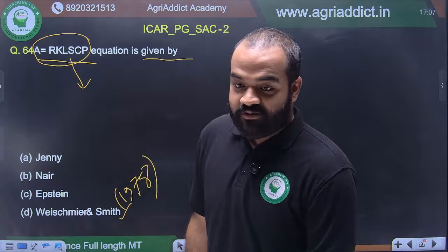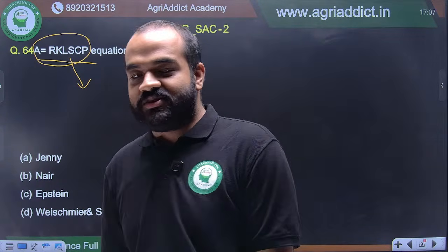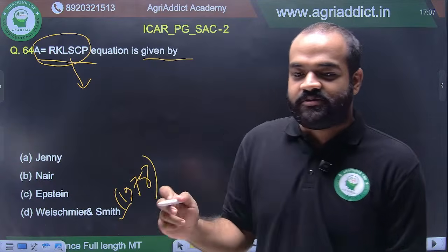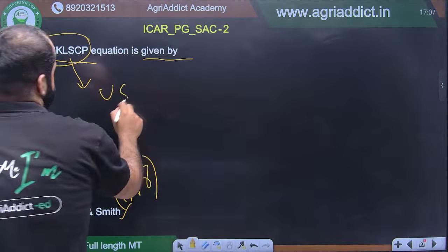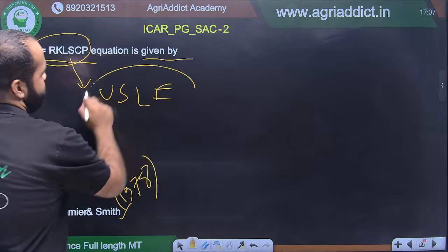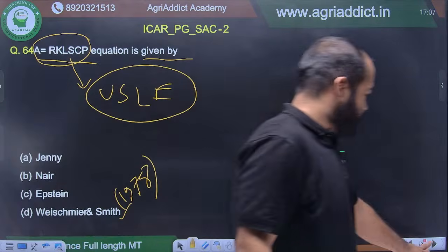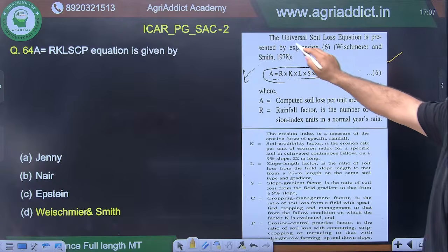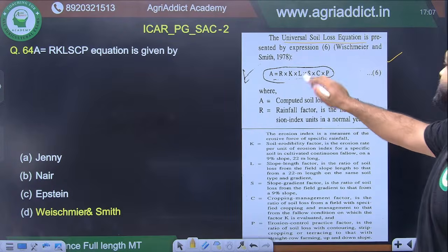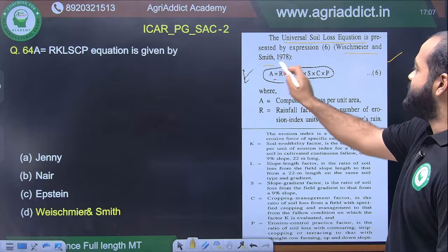What is the name of the equation? Soil erosion is not the name of the equation. There is a name of the equation. It is called Universal Soil Loss Equation, USLE, right? USLE, Universal Soil Loss Equation. In the old ISSS, I have taken this picture from old ISSS. So the Universal Soil Loss Equation, USLE, is presented by Wischmeier and Smith, 1978.